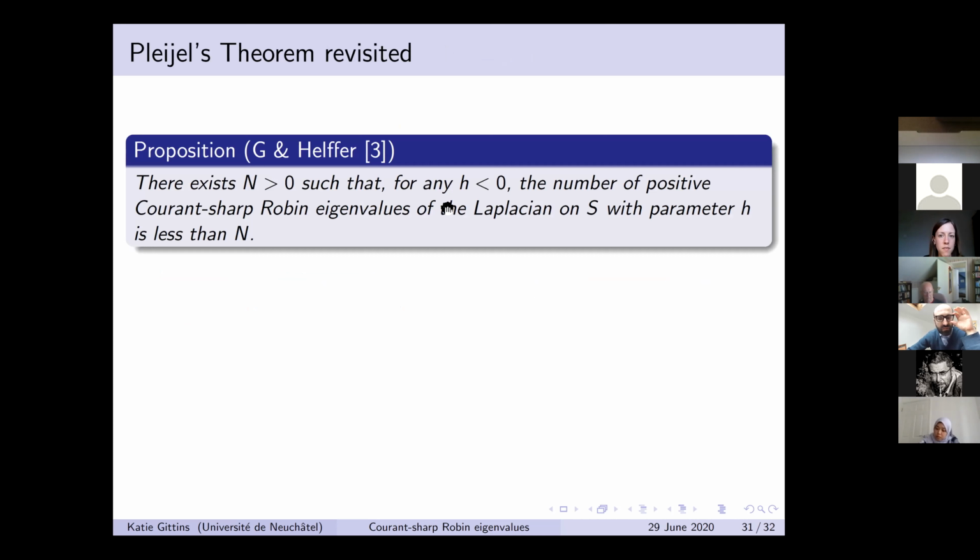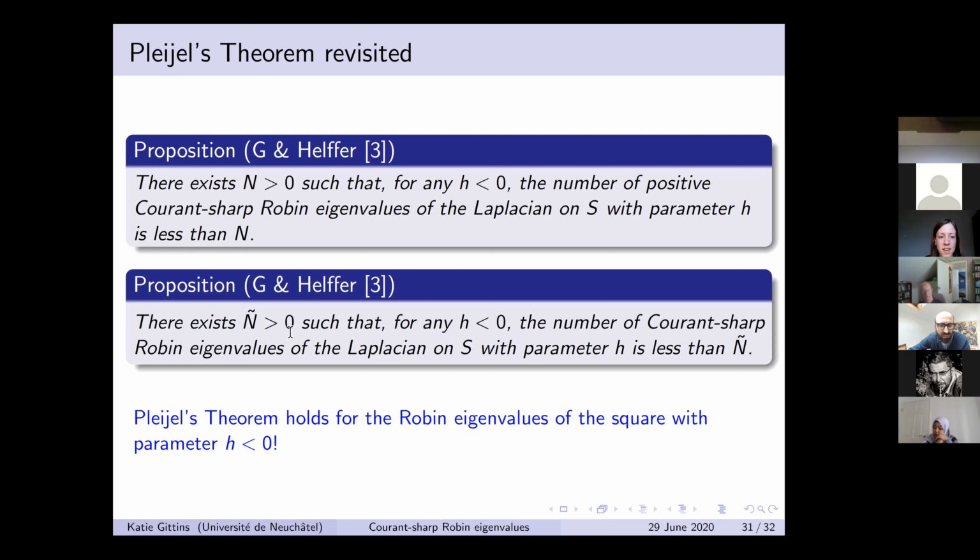arguments, we could show that for the H negative case, the number of positive Courant-sharp Robin eigenvalues of the square is bounded uniformly, independently of H. There is some constant independent of H which bounds it. And using the properties of the Robin counting function, we could then say there is another constant, also independent of H, so that the number of Courant-sharp Robin eigenvalues is less than this constant.